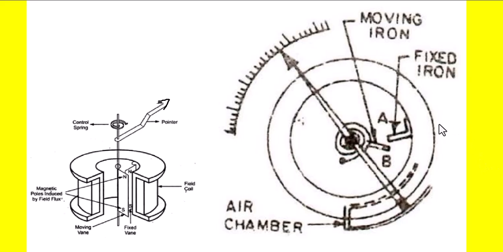During the positive half cycle of the AC, suppose here it forms south pole, here also it forms south pole, and on the other side it becomes north pole, and this becomes north pole. So like poles repel each other. So the moving iron, this moving vane, will move away from the fixed vane, that is in the clockwise direction, and the pointer moves over the scale to indicate the current that is flowing through the coil.